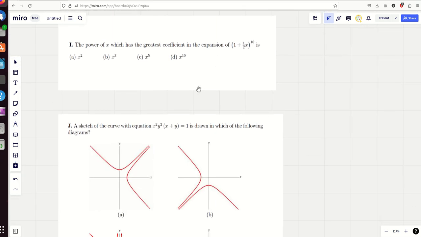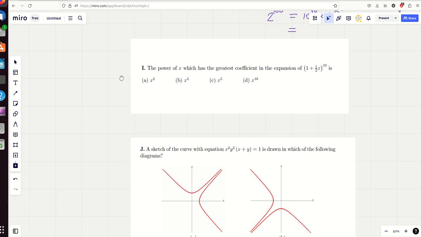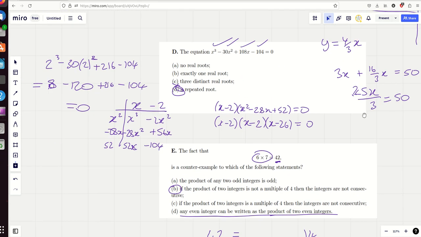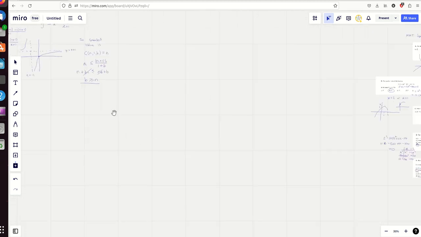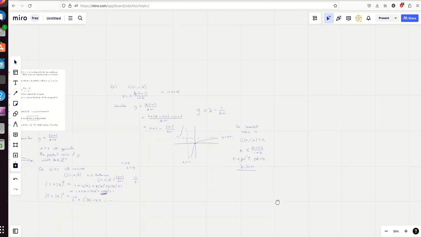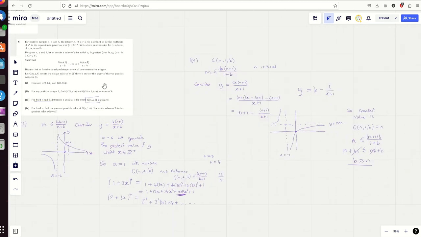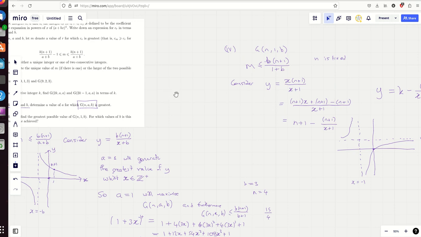Yeah, not that easy. Okay, what's this one? The power of x which has the greatest coefficient in the expansion of 1 plus a half x to the 10 is that. Right, this is ironic, because that was entirely what the step question I did this morning was about: greatest values in binomial expansions. It really was exactly about that.